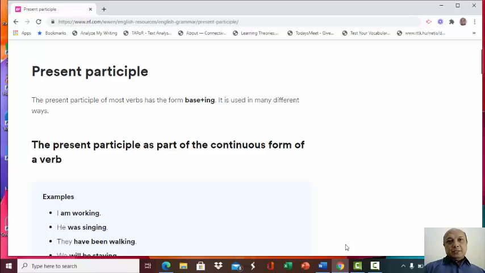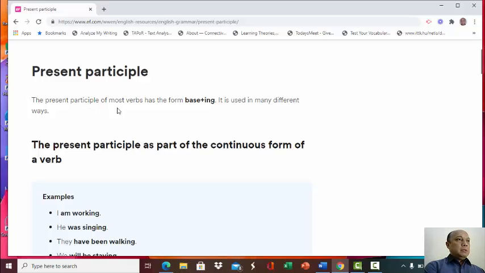Okay, ladies and gentlemen, this is our topic for today, present participle. Yeah, this material is courtesy of this Education First material. You can see the URL here on top of the screen. Okay, so this is about present participle.